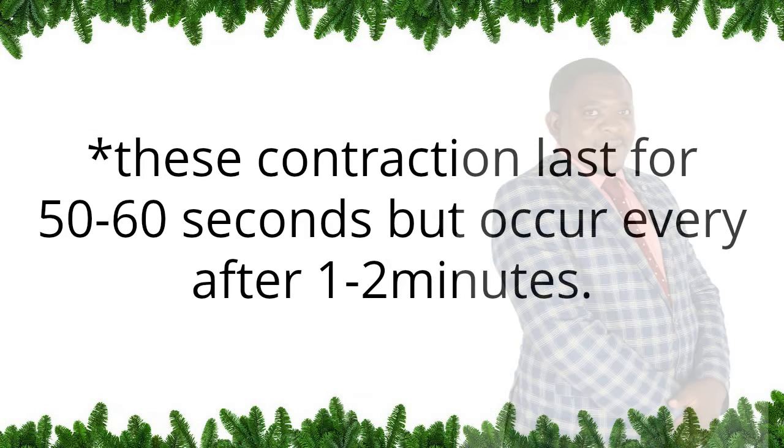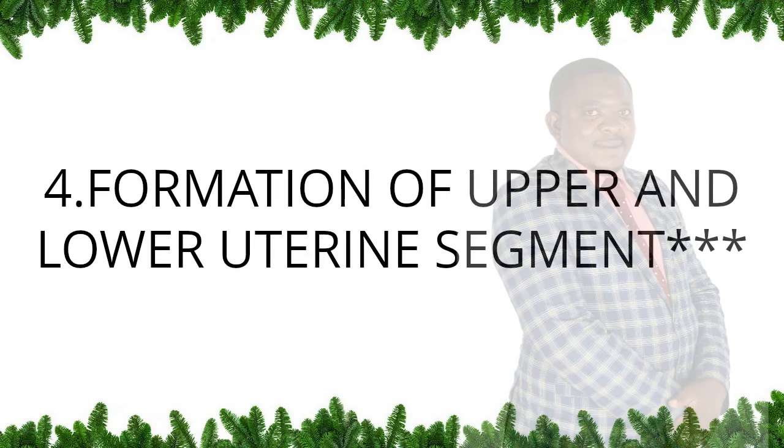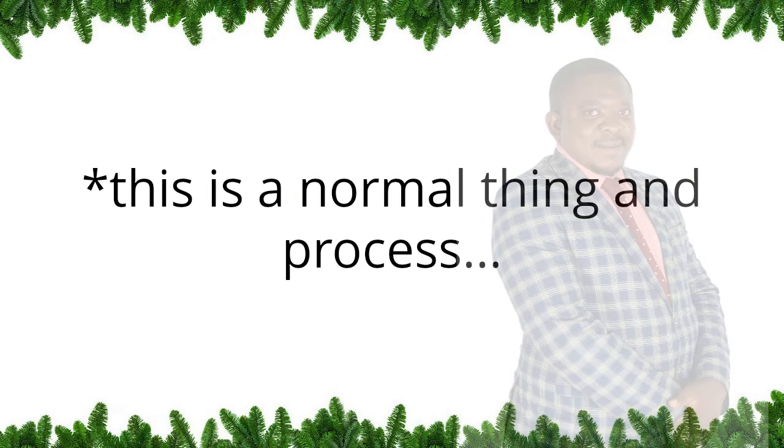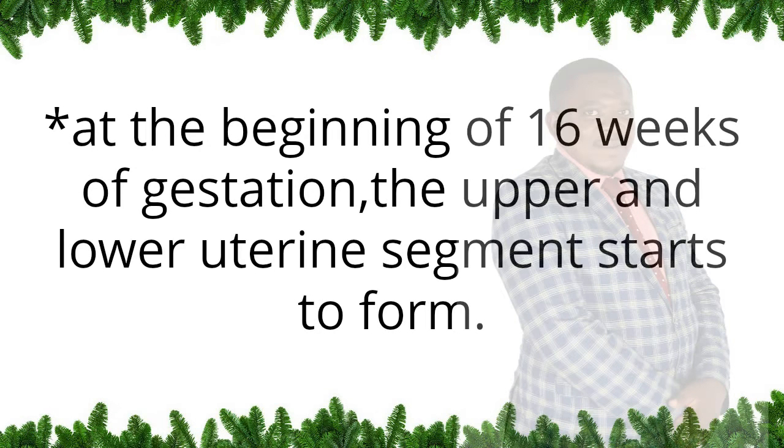3. Contractions and retraction. During the first stage of labor, the uterine contractions start from the upper uterine segment and spread to the lower uterine segment. This motion helps the fetus to be delivered. These contractions last for 50 to 60 seconds, but occur every 1 to 2 minutes.